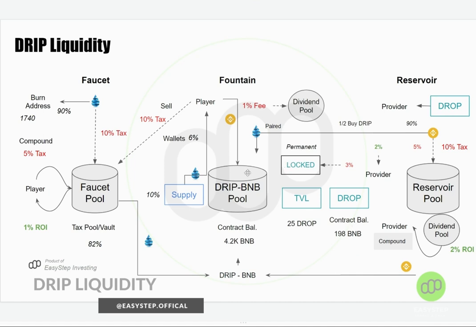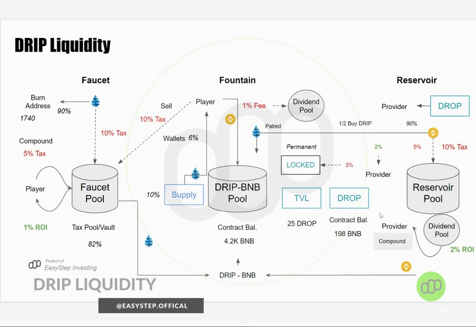Now, as you can see, we have three contracts here. We have the faucet, the fountain, and the reservoir. And the places we can find BNB is here in the fountain. And this BNB comes from buy and sell transactions. We see BNB going into liquidity and we see DRIP coming out. So this is one place where we can find BNB here on the fountain contract. Another place we can find BNB is in the reservoir. We see BNB going into the reservoir pool, and we also see BNB being paired with the DRIP token. Now, this is the second place we can find the BNB token, here in the reservoir.